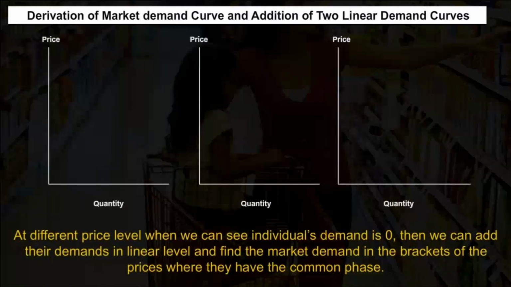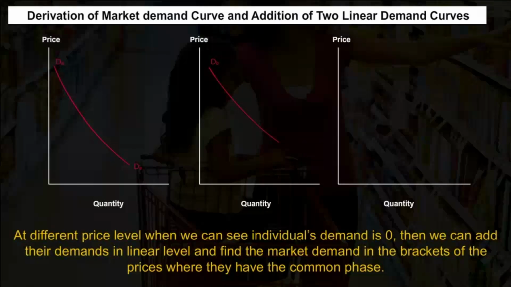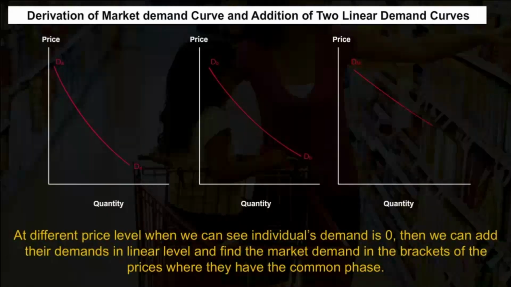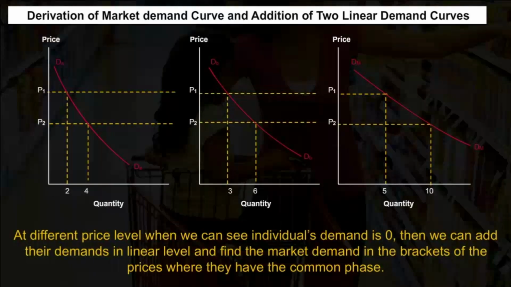At different price levels, where we can see an individual's demand is zero, we can add their demands linearly and find the market demand in the brackets of prices where they have a common phase.